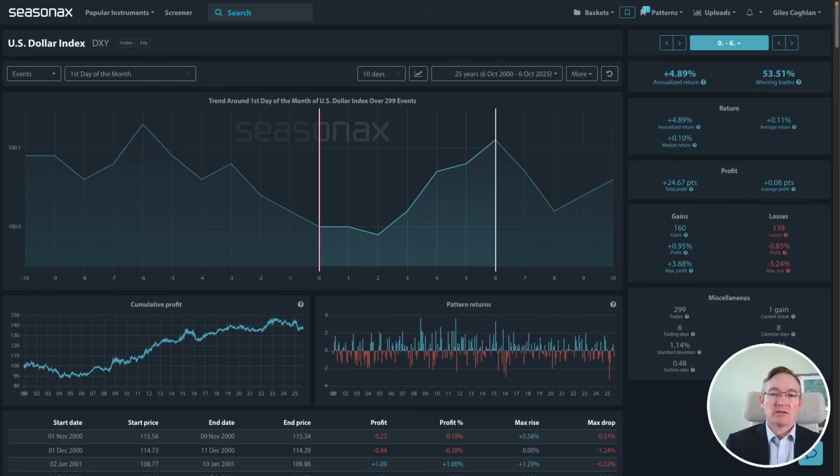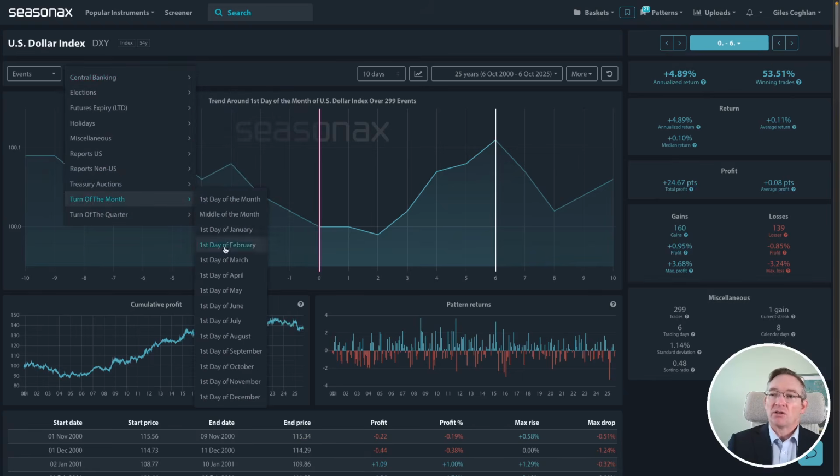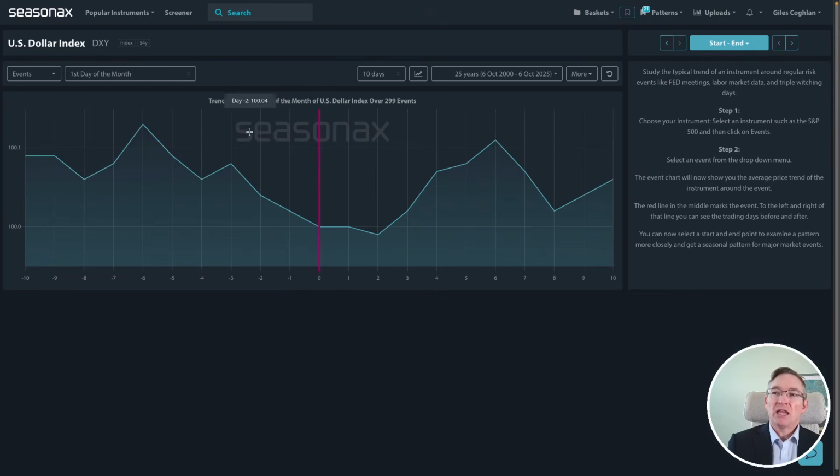So the turn of the month effect is both simple but a powerful reminder that calendar-driven flows can shape market behavior across a variety of different asset classes. And this is just one of thousands of seasonal patterns you can uncover with Seasonax. From annual events like earnings cycles, central bank meetings, to intra-month effects like this one. You can also break down the different months of the year. So you can see, for instance, what the difference is the first day of September, October, November, and December to get an even more detailed analysis of the data.